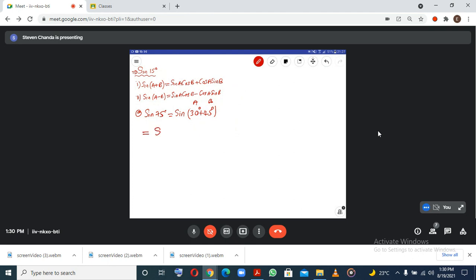So A is 30 degrees, then cos B is 45, then plus cos A, then sine B, which is 45. So again, that's where those special values that we discussed when we started the topic come in, where you have to know sine 30 on your fingertips.